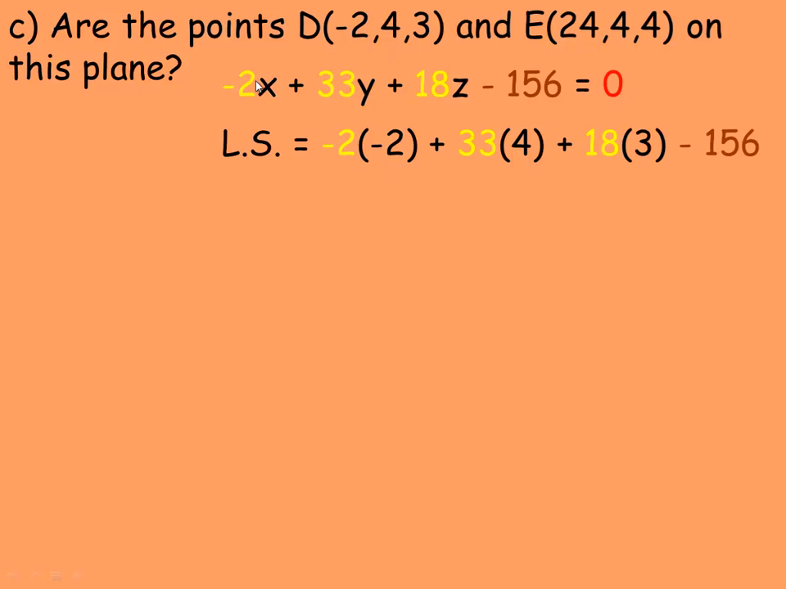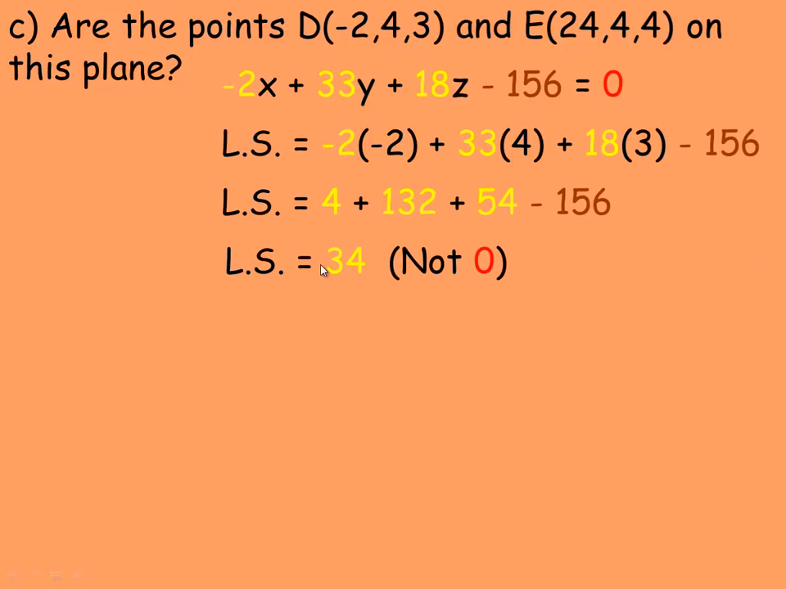So I'm putting the negative 2 in here, 4 in here, and 3 in here in place of z. And so that's 4. 33 times 4 is 132. 18 times 3 is 54, minus 156. Now if you add all these up and subtract 156, you don't get 0, you actually get 34. So the fact that it didn't satisfy the equation, this side did not work out to equal what's on the other side. So the fact that it's not 0 means that negative 2, 4, 3 is not on this plane.